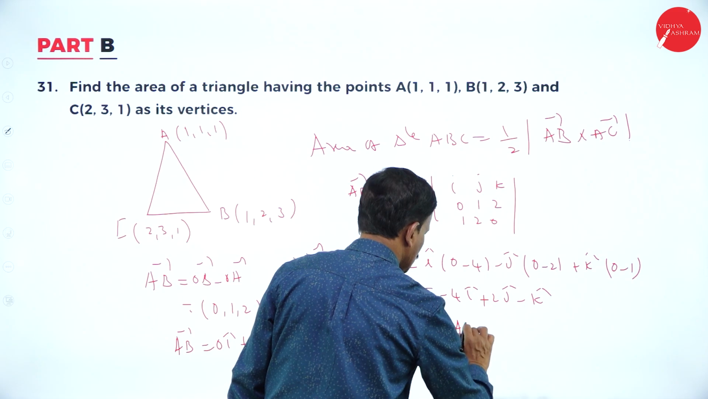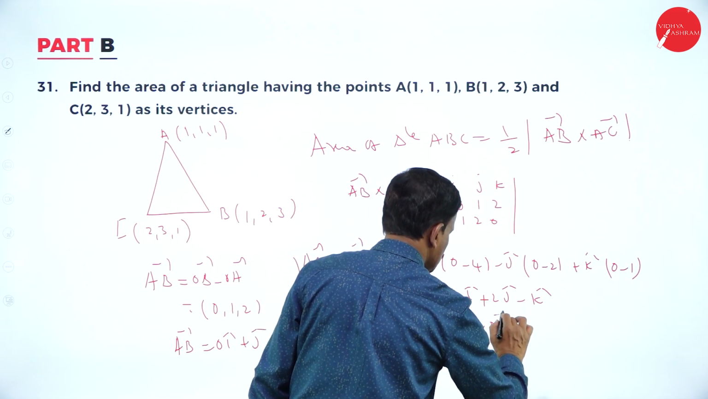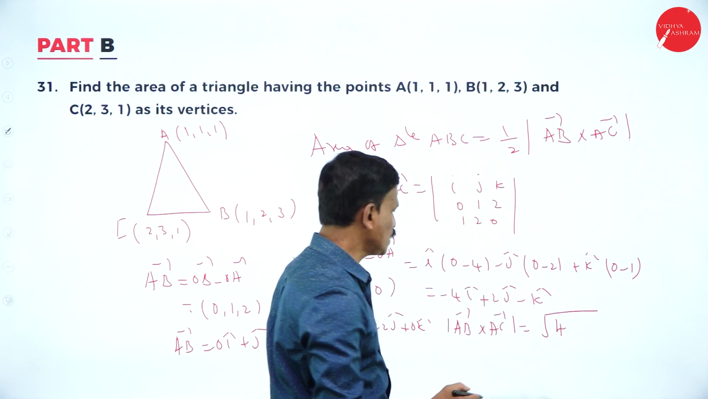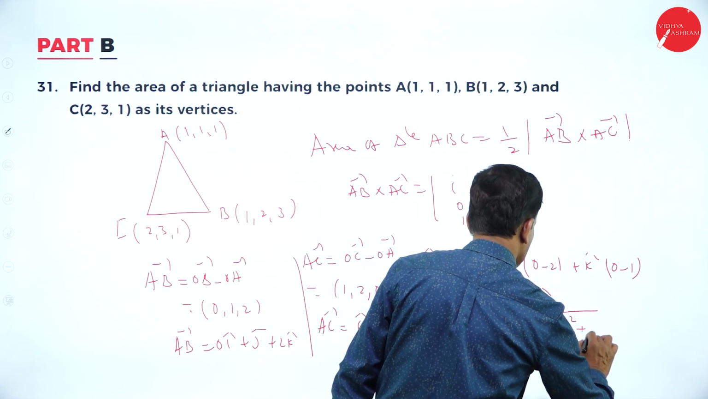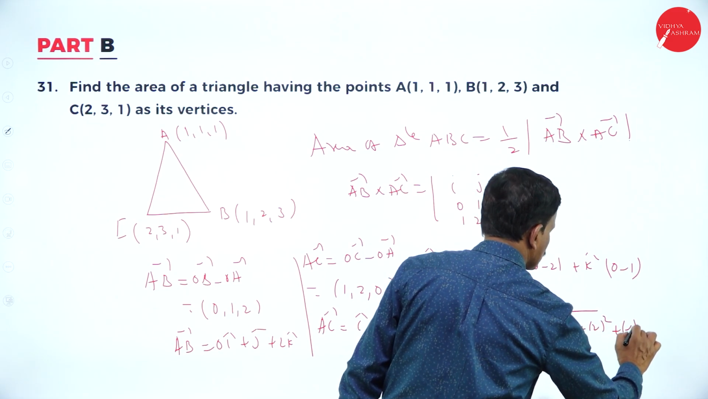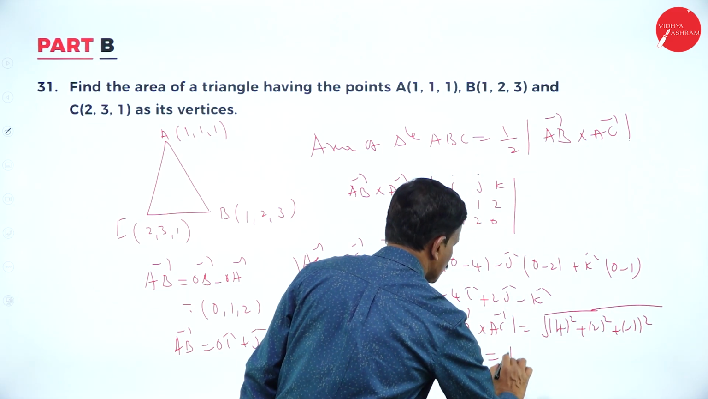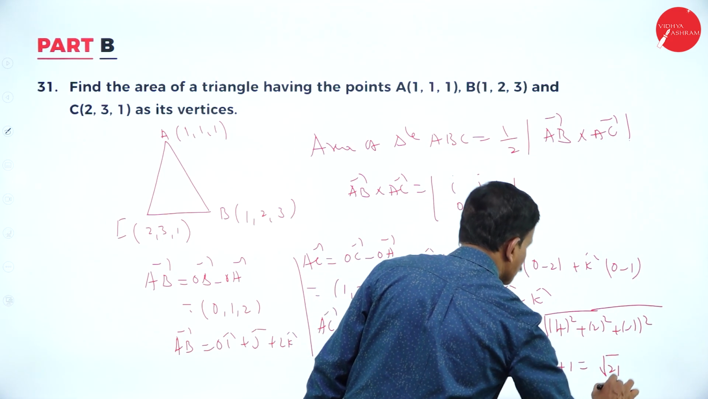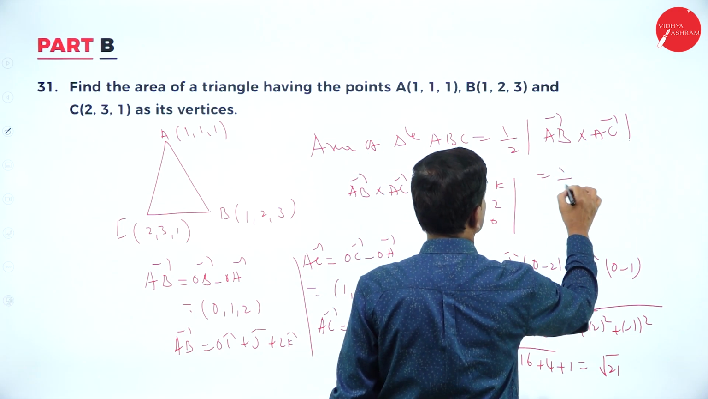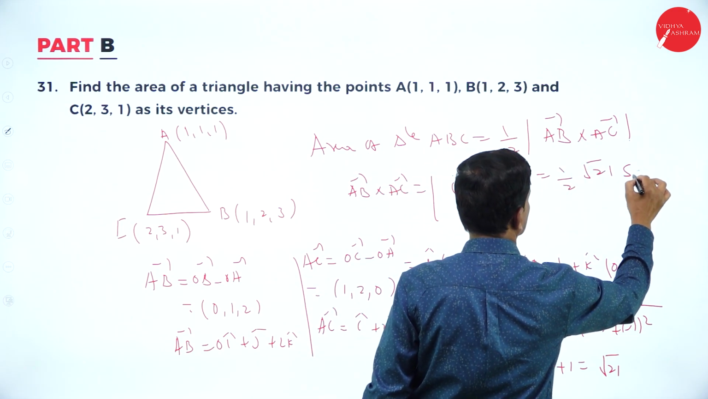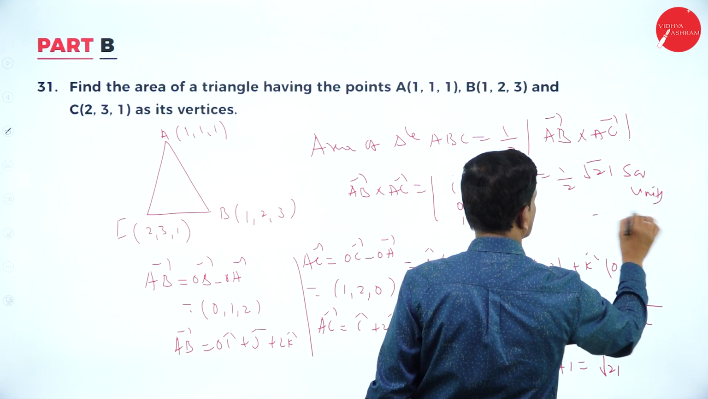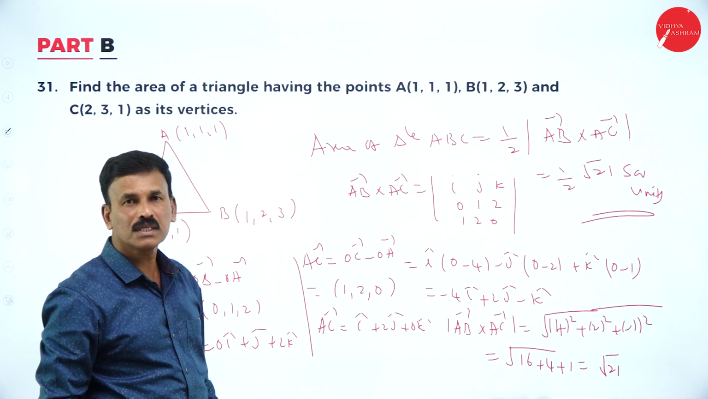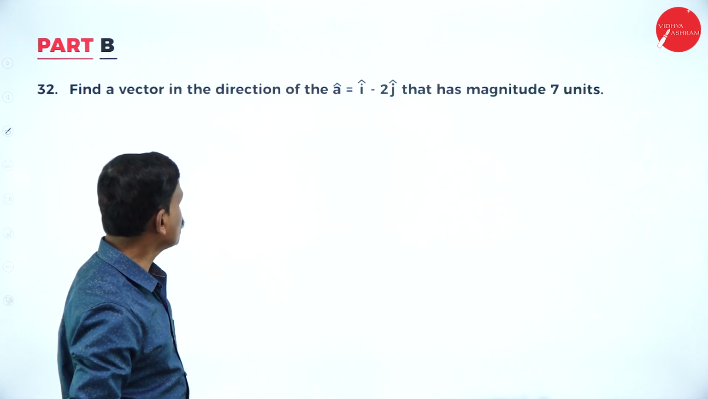The length of AB cross AC is equal to square root of 4 squared plus 2 squared plus minus 1 squared. So 4 squared is 16 plus 2 squared is 4 plus 1, root of 21. So therefore the required area is equal to half into root 21 square units. That's it. This is by vector method: half into length of AB cross AC. Now move on to the next problem.